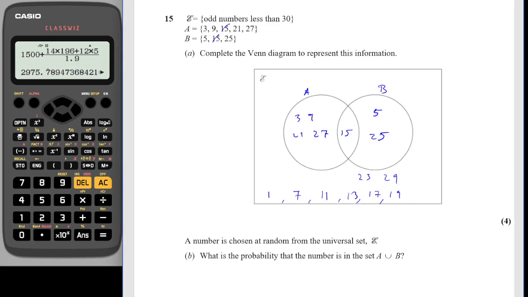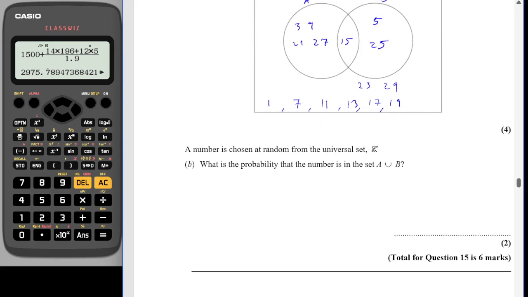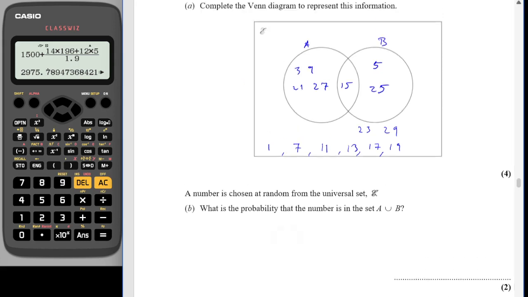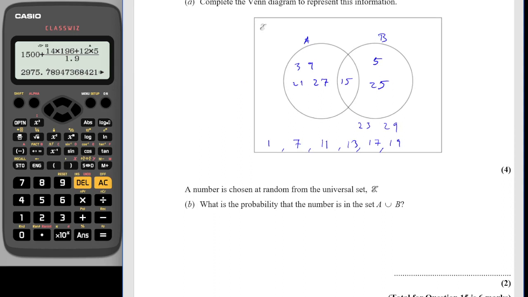And we should have 15 numbers, so 1, 2, 3, 4, 5, 6, 7, 8, 9, 10, 11, 12, 13, 14, 15 numbers. Okay, a number is chosen at random from the universal set, so that's from all of the numbers. Find the probability that the number is in the set A union B. So we've got all the numbers in A and B, 1, 2, 3, 4, 5, 6, 7, so 7 out of the number of numbers, which we've just said was 15.